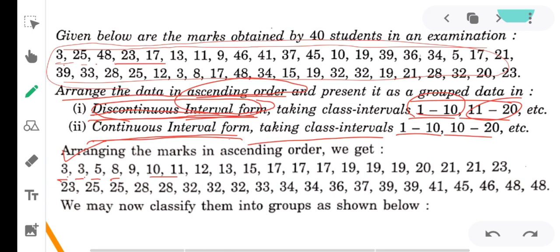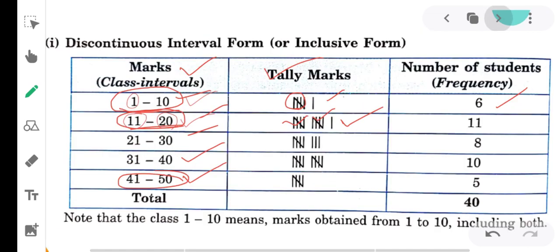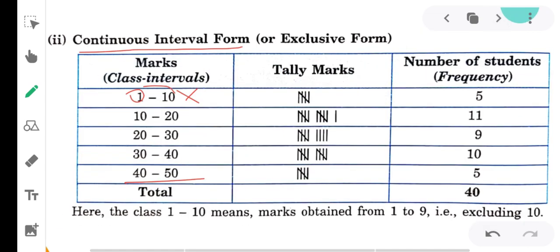Okay, so 3, 3, 5, 8, 9. We will not include 10 because it is in exclusive form. In exclusive form we will not include the upper limit. That's why the frequency will be 5. So for this class interval the frequency is 5, and we represent it with tally marks.